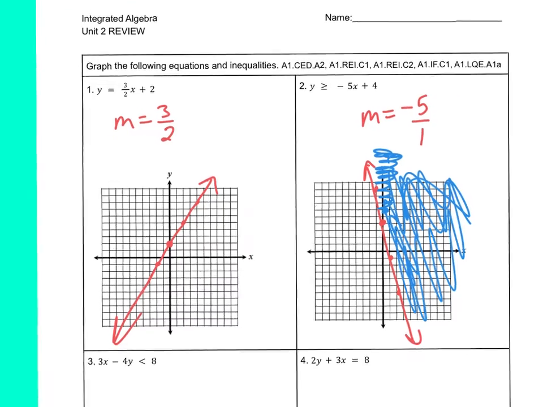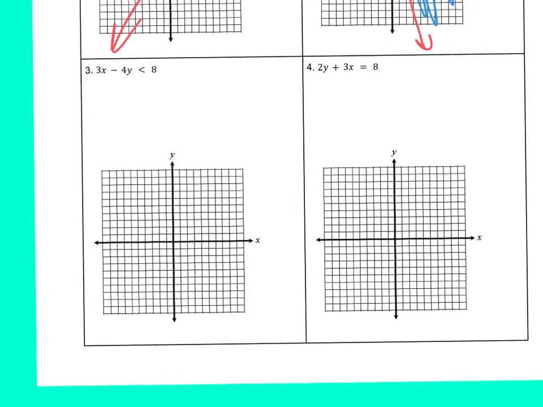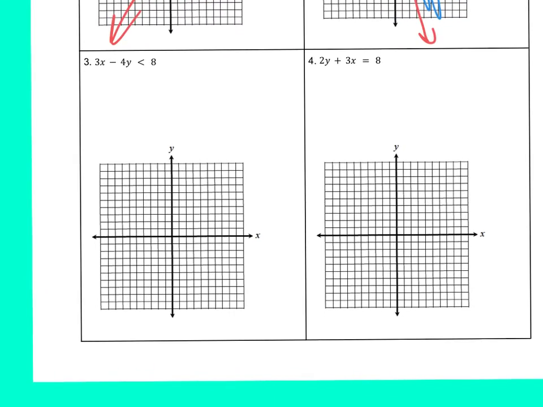Questions on those two? Nope. Did we all get those? Yeah? Good deal. Next one. Can I graph this in the form that it's in? No. What do I need to do? Yep. I need y by itself. How do I get y by itself? Subtract the 3x. So I end up with negative 4y is less than negative 3x plus 8. Divide by negative 4. Good.